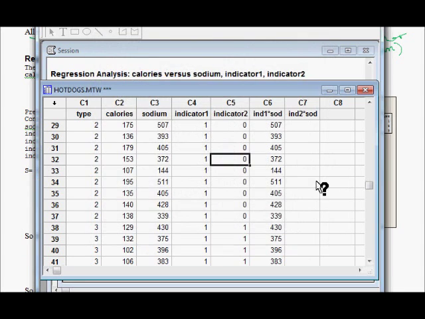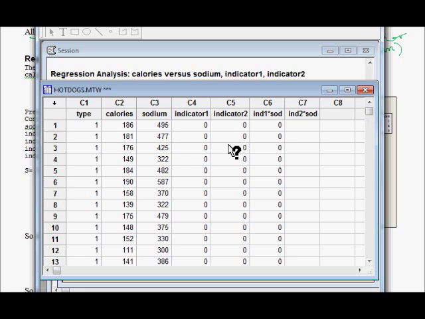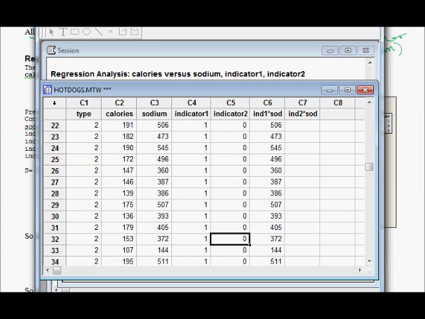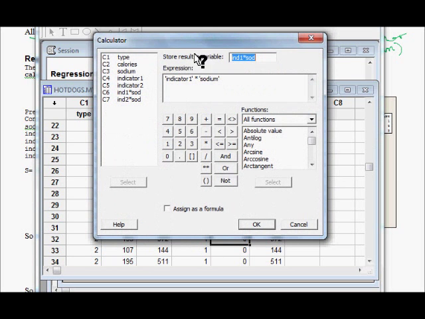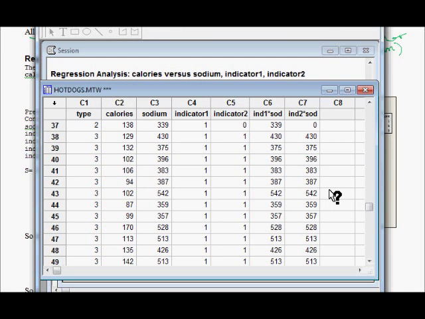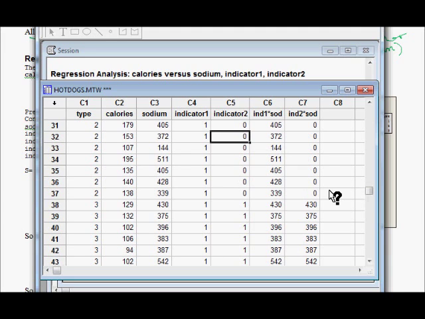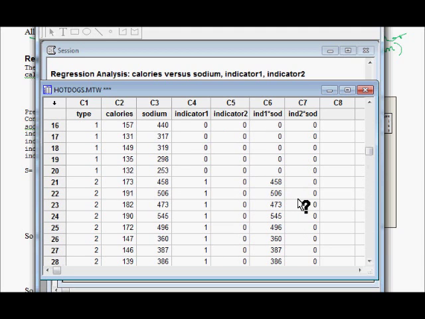Click OK. So those are the sodium values unless it is type 1, which is the beef, right? Because those are zeros. And now I go to calculator. In indicator 2 times sodium, I want indicator 2 times sodium. Again, those are zeros except when it is, in this case, type 3, which is the poultry. That's the only one that's a 1 here for the indicator 2. So I created those.